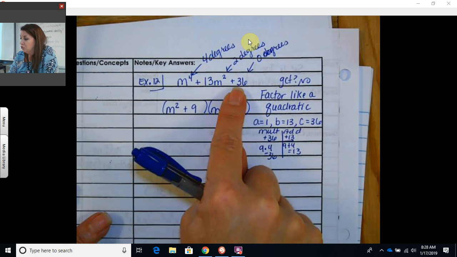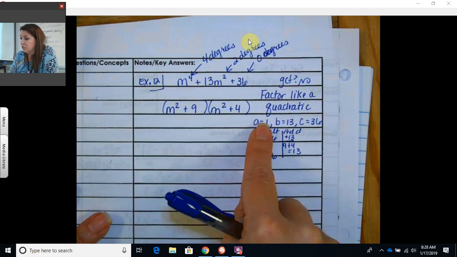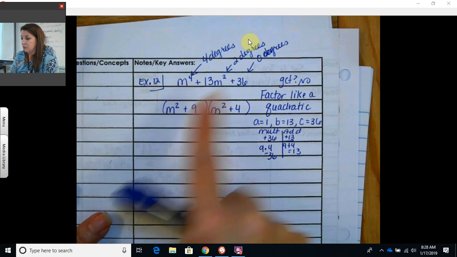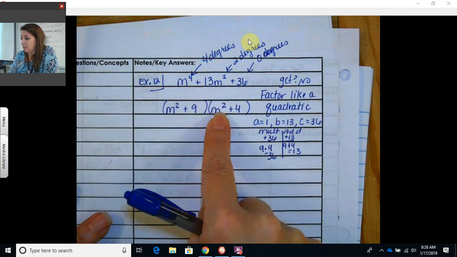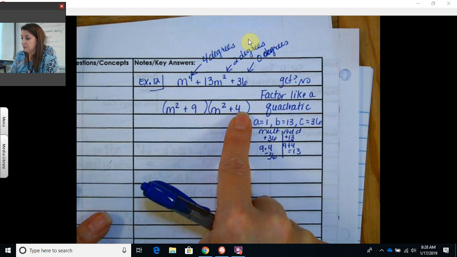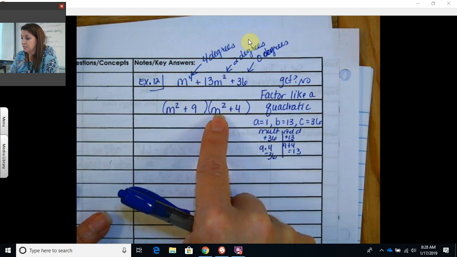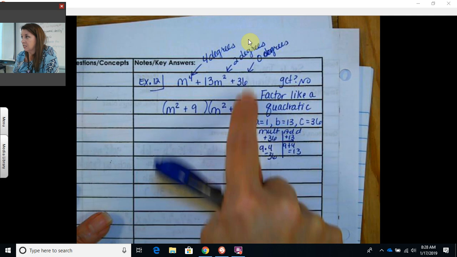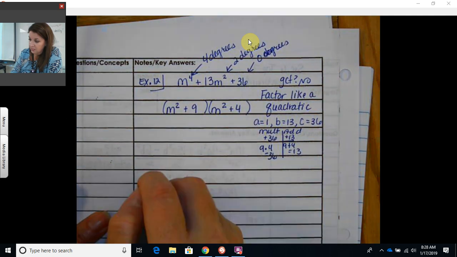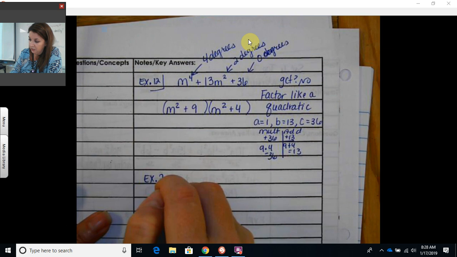You factor them just like quadratics, but it has to be 4 degrees, 2 degrees, 0. And make sure that first term is m squared. So think about it. If we multiply this out, m squared times m squared is m to the 4th. M squared times 4 is 4m squared, times 9 is 9m squared, 4m squared plus 9m squared is 13m squared, and 9 times 4 is 36. So it works out, right? So I'm just going to do 2 more quick ones like this so you have them in your notes.